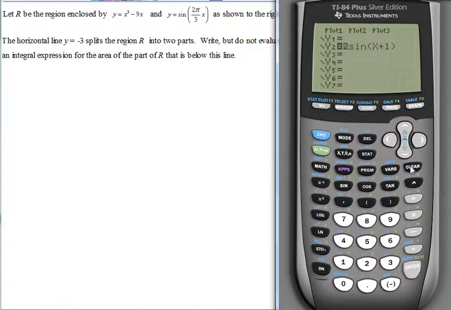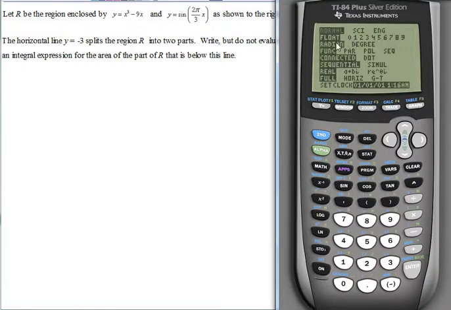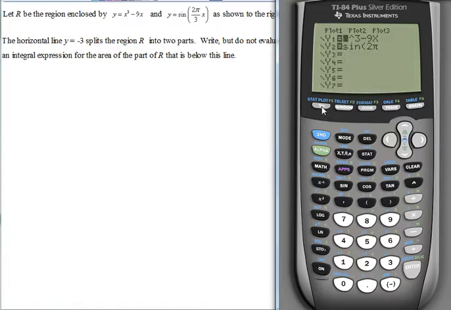So clear out these, and we'll have x to the third power minus 9x, and then sine 2 pi. Okay, when you're doing trig functions, make sure your calculator is using radians for the mode, not degrees. Pi. X is really on the numerator here. Then divided by 3.